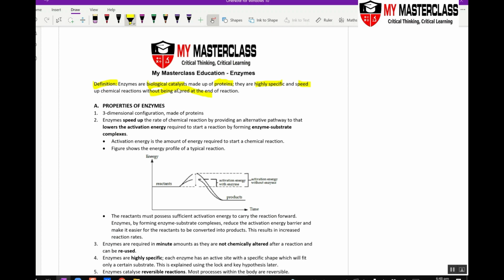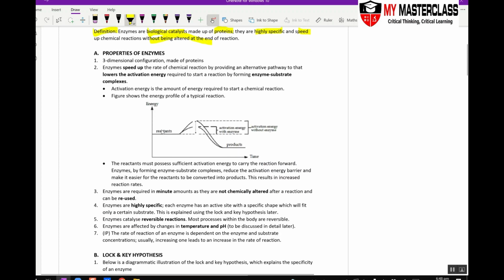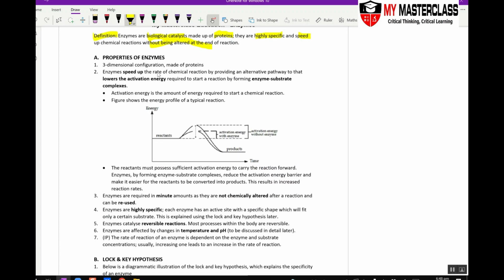Okay, so when we take a closer look at the properties of enzymes, make sure you know at least 3 to 4 of them by heart, because sometimes they can come out in open-ended questions to list the properties. So we have seen that it does have a 3-dimensional configuration and is made out of proteins. We also saw that it speeds up the rate of reaction. So how does it speed up the rate of reaction? It lowers the activation energy.